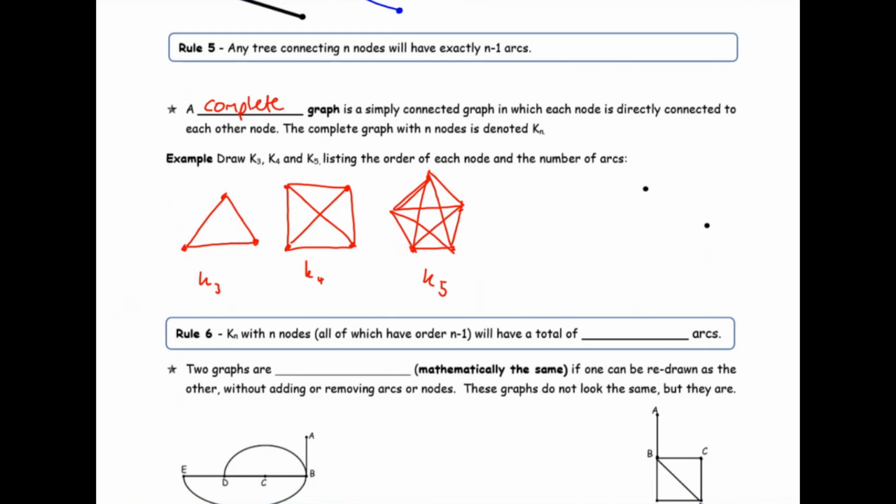It wants us to list the number of arcs. So for this first one, we've got 3 arcs. This next one, you count those up, we've got 6 arcs. And for this last one here, we've got 10 arcs. What you notice is these are triangle numbers. So Kn with n nodes will have a total of a half n times (n minus 1) arcs.